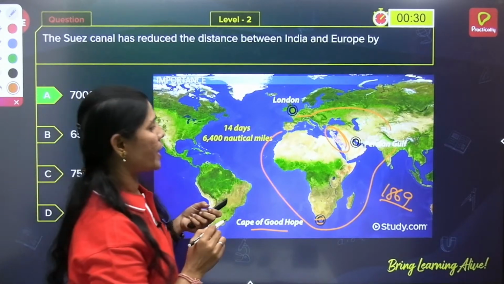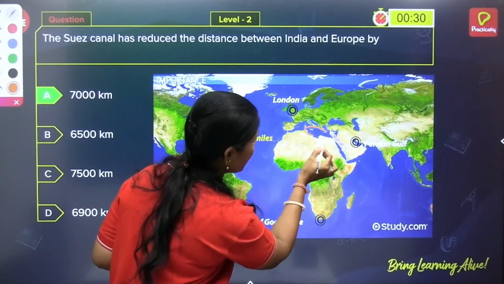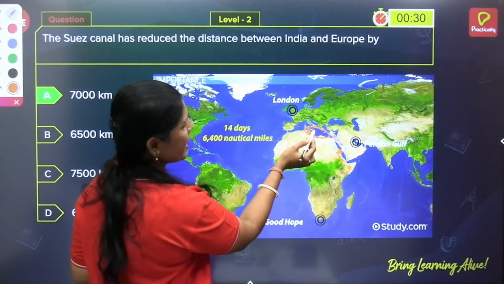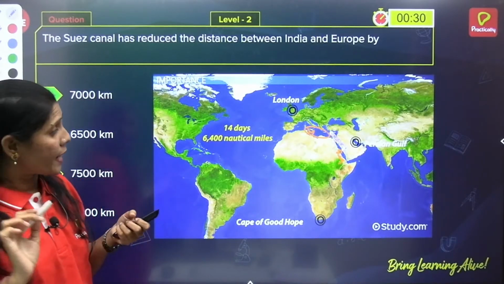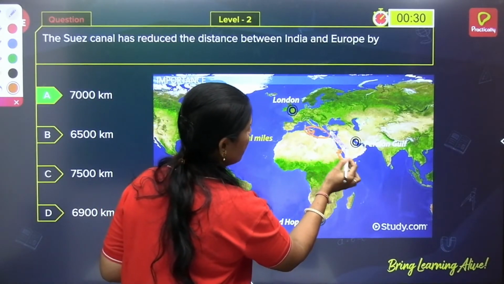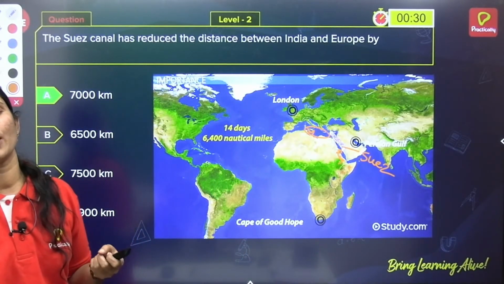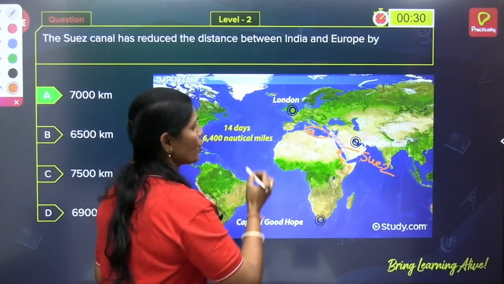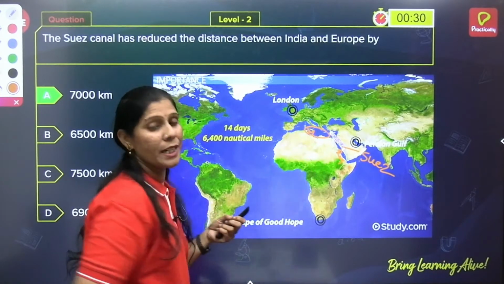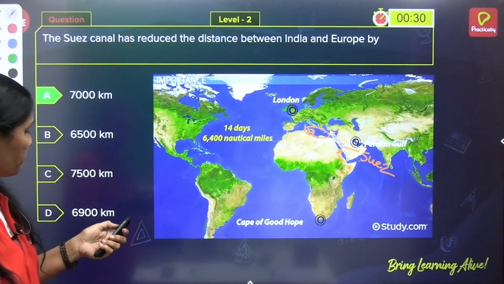So this has been reduced once the Suez Canal has been constructed at this place. This is the Mediterranean Sea, and this in the middle is called the Red Sea. Red Sea and Mediterranean Sea are connected with an artificial canal, which we call the Suez Canal, and this canal has reduced 7,000 kilometers of distance. Instead of traveling all this, we can easily reach the Mediterranean Sea, and from there the European countries. So this was an important invention in 1869.